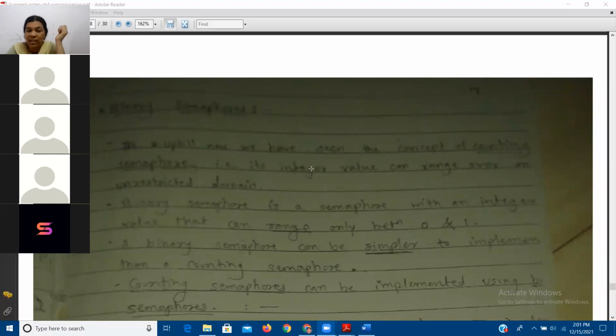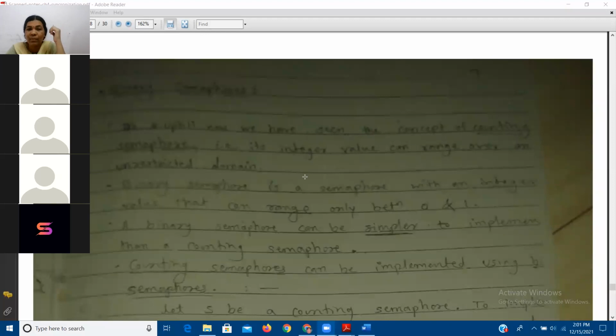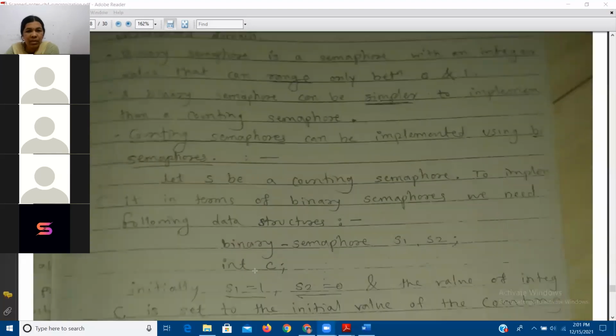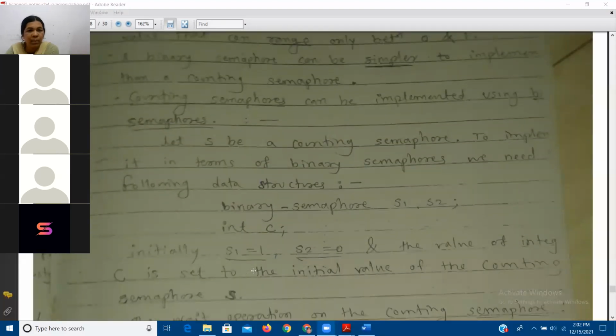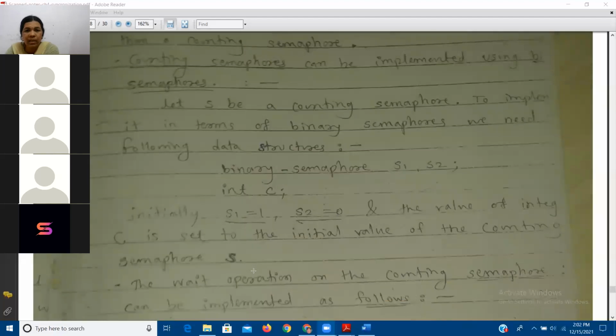But in case of binary semaphore, the semaphore value will be either 0 or 1. So the binary semaphore is a semaphore with an integer value that can range only between 0 and 1. Binary semaphore can be simpler to implement than a counting semaphore because it has only two values, 0 and 1. So counting semaphores can be implemented using binary semaphores. Over here the example of binary semaphore is given.